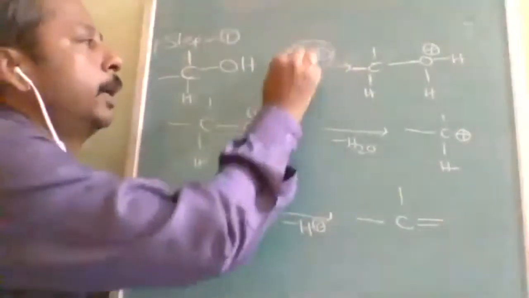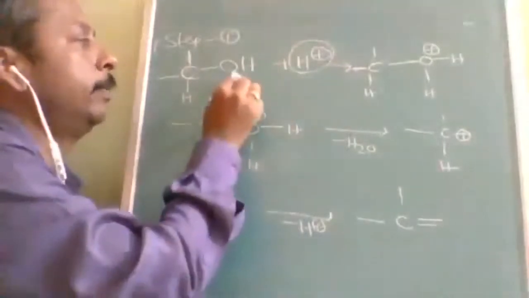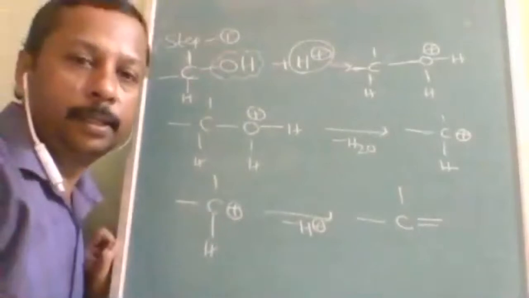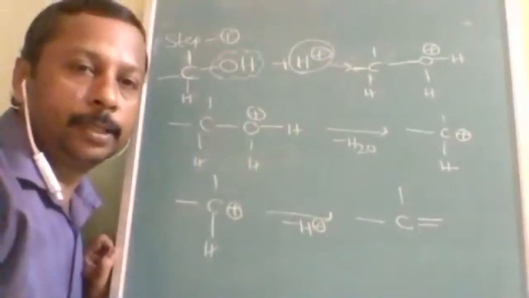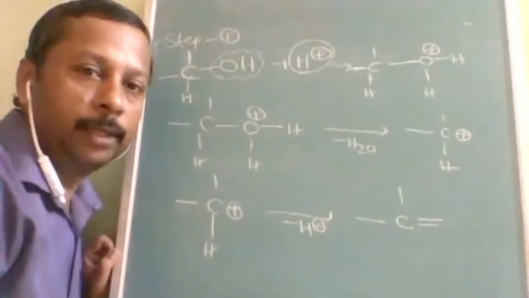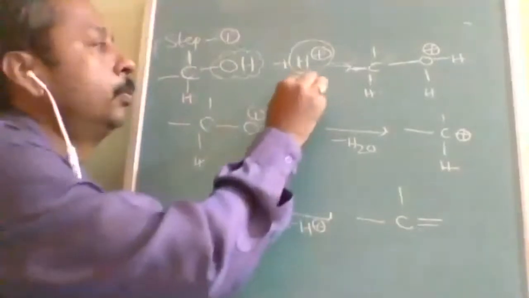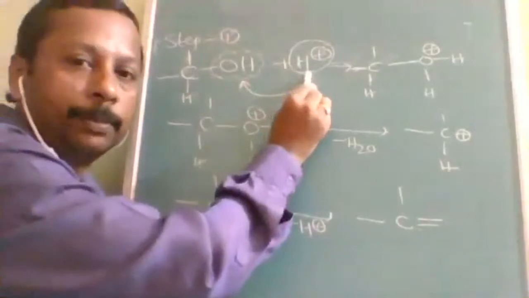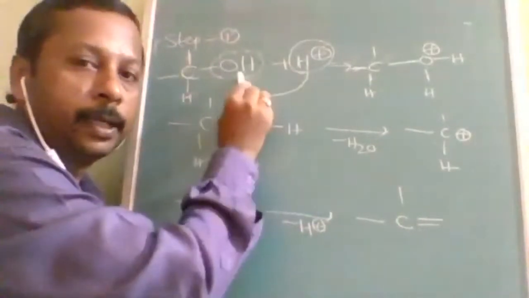See, the acid provides H plus. The main problem of the OH is its leaving tendency. The leaving tendency of OH is less. So to improve the leaving tendency, it is protonated. In the chain initiation step, this proton comes from the H2SO4 and gets attached here.